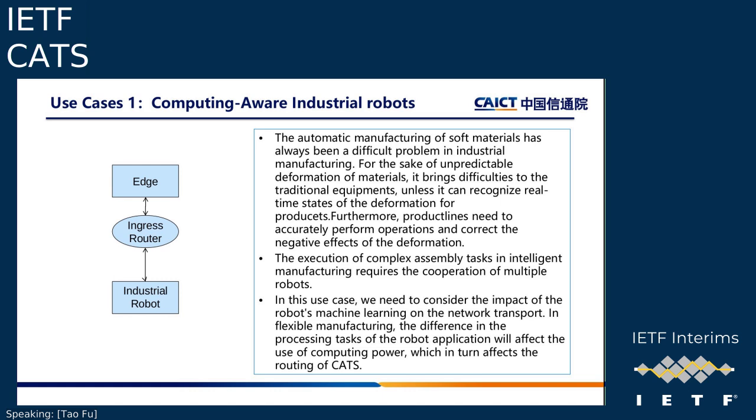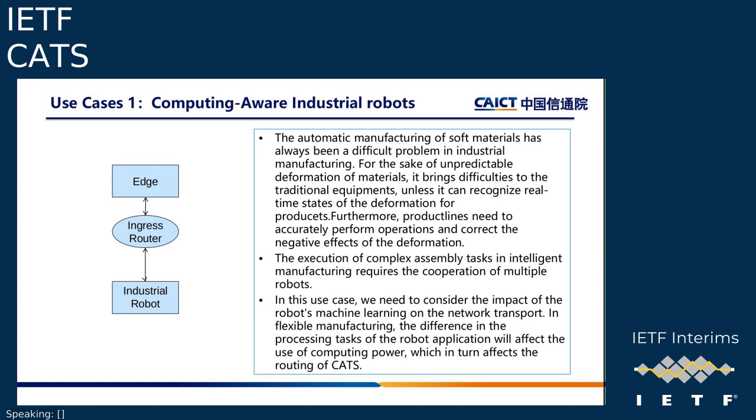The automatic manufacturing of soft materials has always been a difficult problem in industrial manufacturing. For the sake of unpredictable deformation of materials, it brings difficulties to the traditional equipment unless it can recognize real-time states of the deformation for products. Furthermore, product lines need to accurately perform operations and correct the negative effects of the deformation.